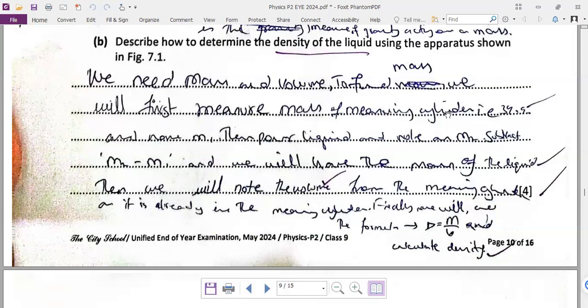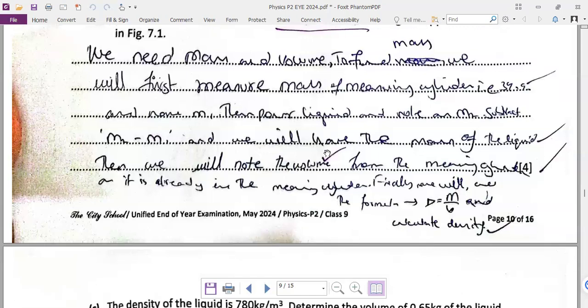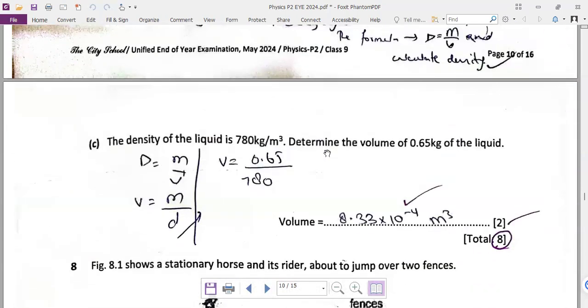First of all, the mass of the empty measuring cylinder is noted as M1, and then the mass of the cylinder with water is taken as M2, and then that is subtracted. That gives the mass of the liquid. And then we note down the volume from the measuring cylinder, and then we use the formula density is equal to mass per unit volume to calculate the density. You don't have to calculate the density. You just write the process. Make sure you listen to this carefully. Otherwise, you will lose the mark.